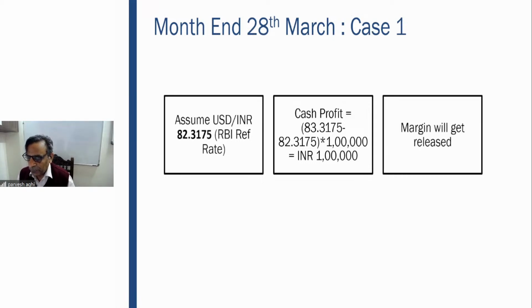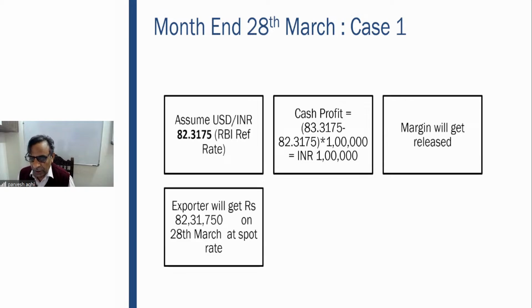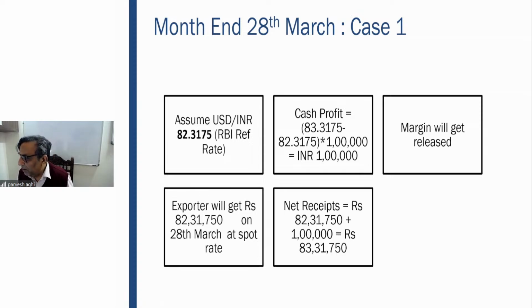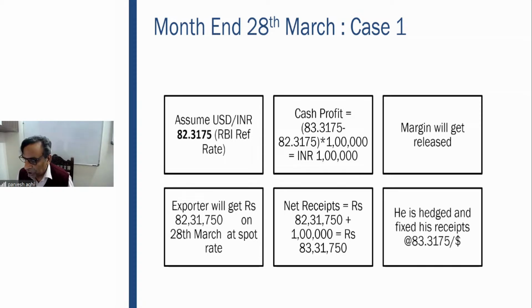Okay. So you're making a cash profit, the margin will get released by the stock exchange, and now the exporter is going to get only 82 lakh 31,000 from the banker, because the banker will say the rate is 82.31. So we are going to give you 82 lakhs 31,000. Since he has got 1 lakh rupees from the stock exchange, his net receipts will be 83 lakh 31,750. So that means he has hedged his receipts at 83.31. Whatever happens, he will get the rate at which he has sold the currency futures.